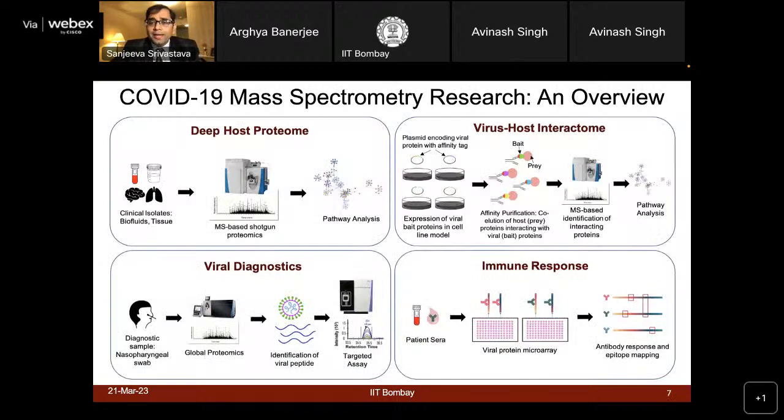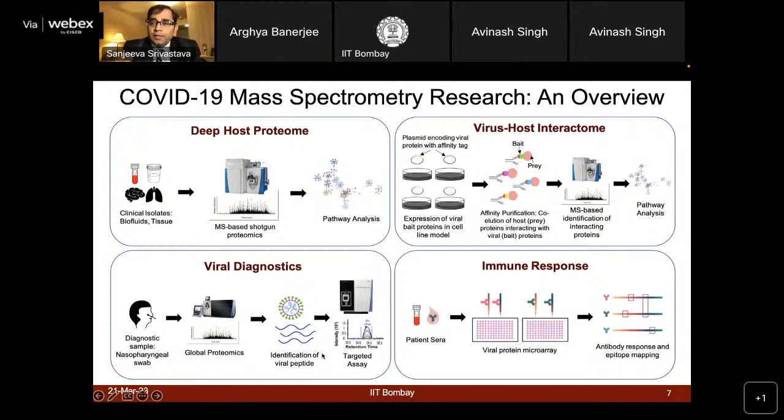So during the COVID-19 time, we at IIT Bombay and many other labs worldwide utilized the power of mass spectrometers to look at various types of problems. First of all, virus diagnosis was the challenge, which was overcome by RT-PCR. But simultaneously, scientists also tried to look at whether we can directly identify the peptides of the virus rather than trying to amplify the cDNA and do the RT-PCR.